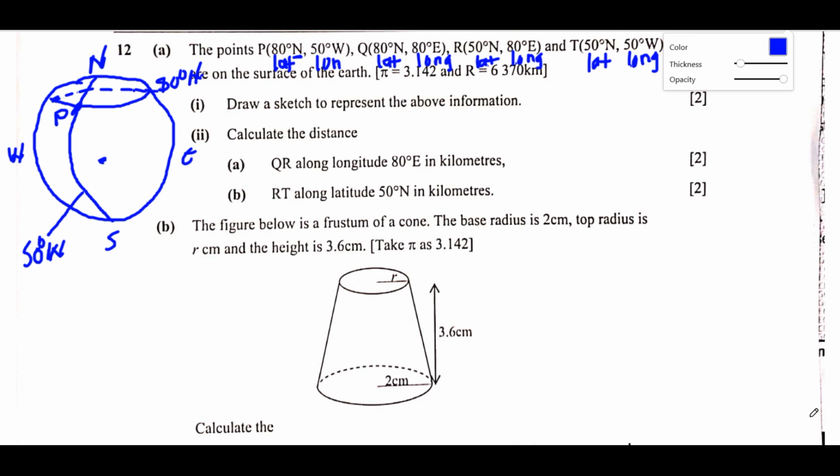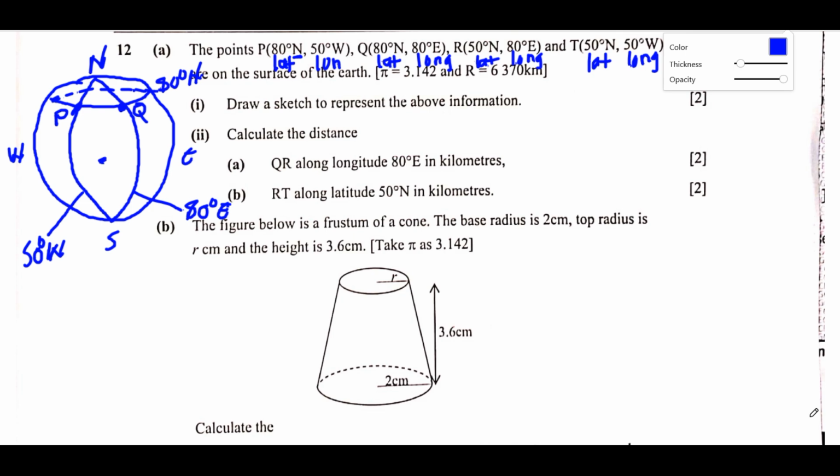We move on to Q. Q is 80 degrees north, the latitude. We already have the 80 degrees north, no need of drawing another one. Then 80 degrees east. This longitude is located east, therefore I'm going to draw a longitude on the east side of our Earth. The intersection of these two lines is where our Q must be written.